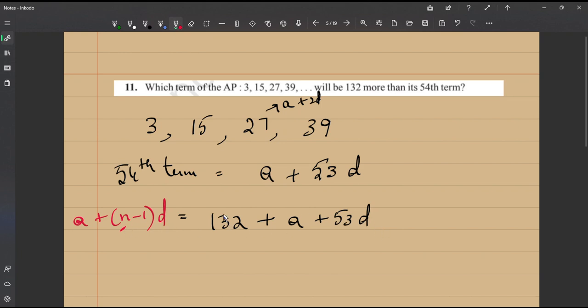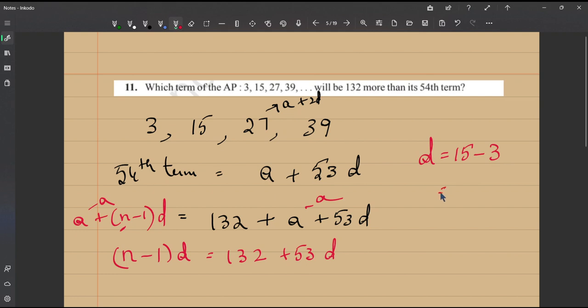So in order to find n, let us subtract A from both sides of the equation. You just get n minus 1 into D is equal to 132 plus 53D. Of course we know what A is, but since it's easy to cancel it out, we are cancelling it out. Even if you don't cancel, it's okay. You can have A as 3 and continue with whatever we are doing. Now what is the difference? The difference is equal to 15 minus 3, second term minus first term, or third term minus second term. So the difference is 12.